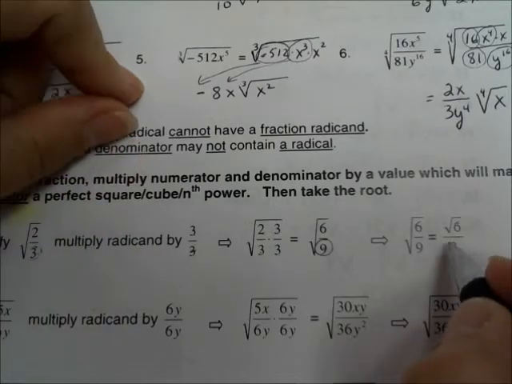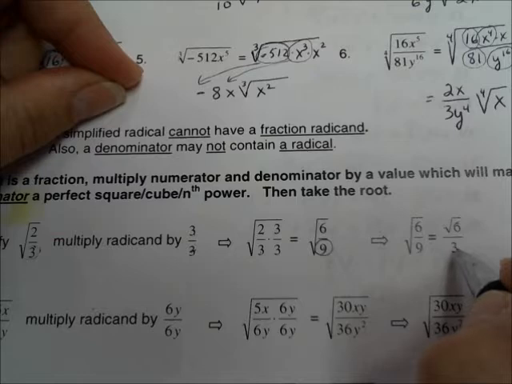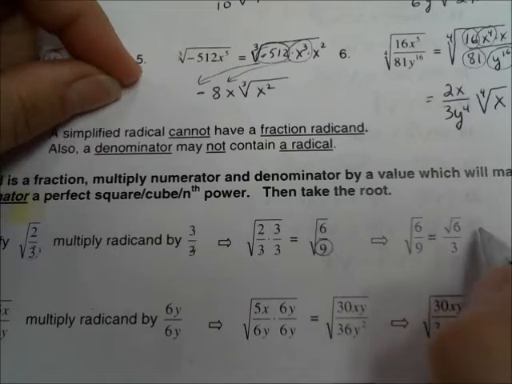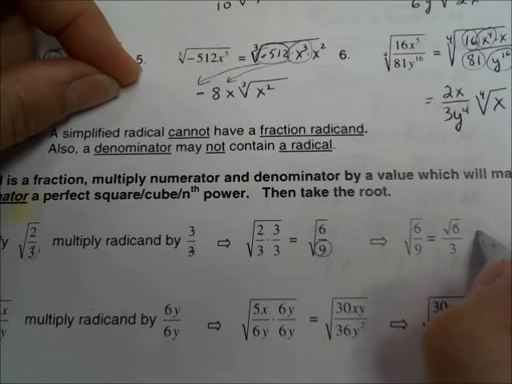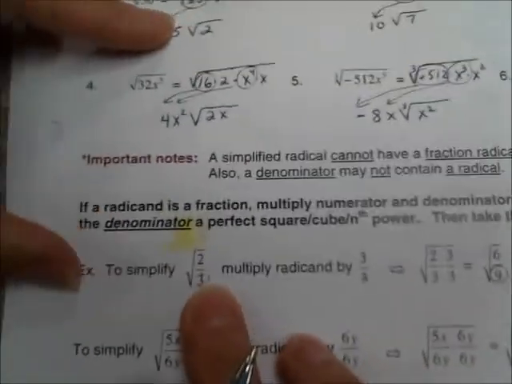So this is called rationalizing the denominator, because you're not supposed to have a radical in the denominator, and you're not supposed to have a fraction underneath the radical. So this would be called a simplified radical, because that's what we're doing. Remember, we are simplifying radicals. And in this case right here, we just have to get rid of that fraction.